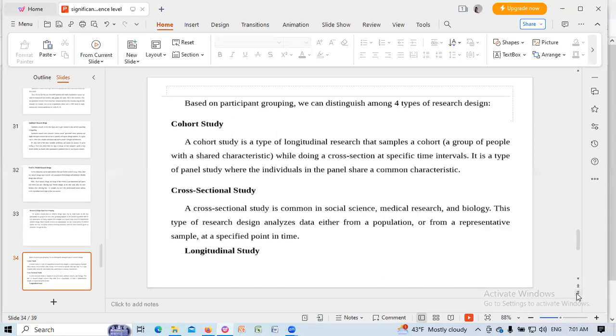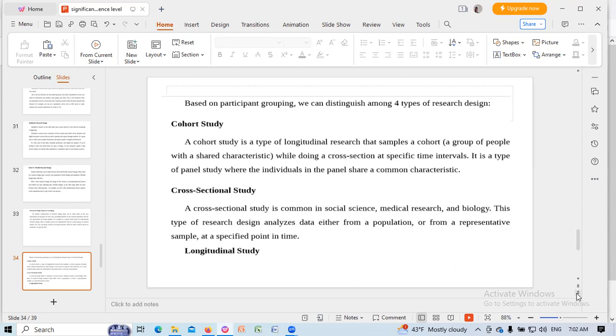Based on the participating group, we distinguish four types of research design. One is the cohort study, a type of longitudinal research design. From the word cohort, we can understand a group of people with shared characteristics. It is a type of panel study where the individuals in the panel share common characteristics.